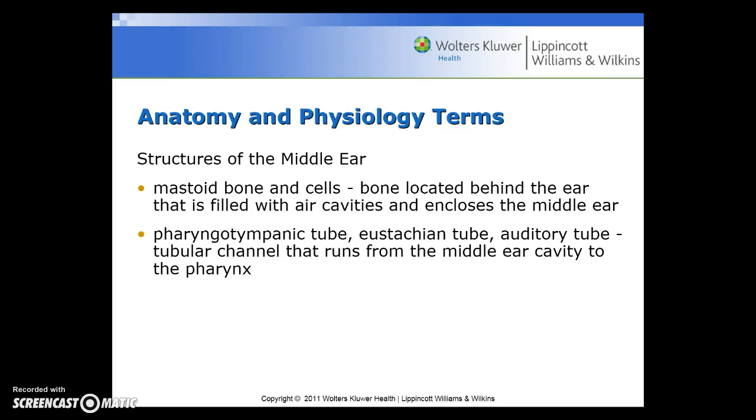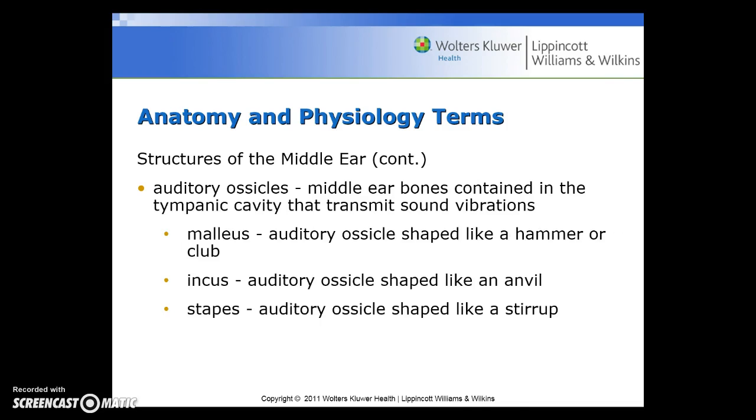The mastoid bone and cells are the bone located behind the ear that is filled with air cavities and encloses the middle ear. The pharyngotympanic tube, or the eustachian tube or the auditory tube, is the tubular channel that runs from the middle ear cavity to the pharynx. The auditory ossicles include the middle ear bones contained in the tympanic cavity that transmit sound vibrations.